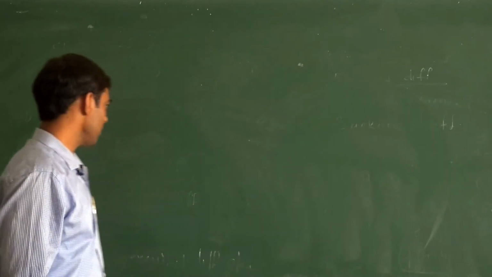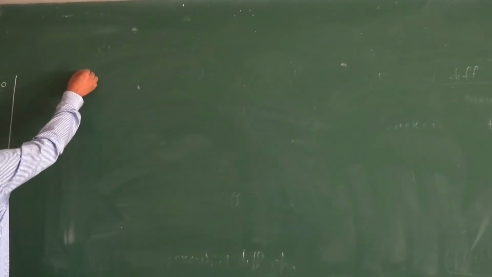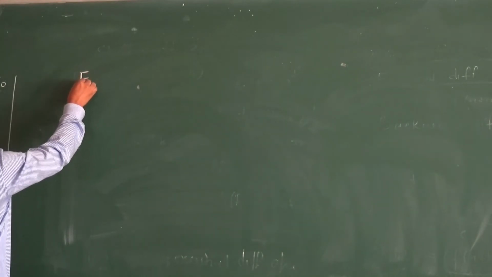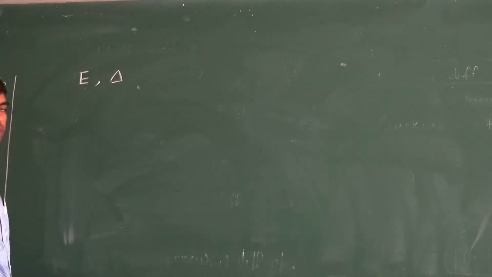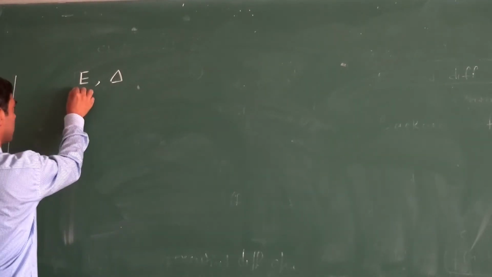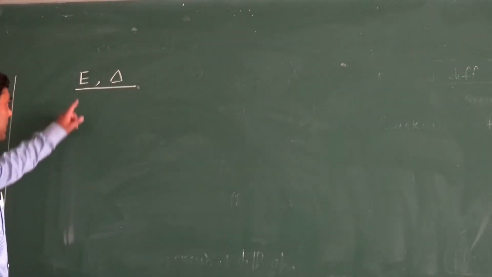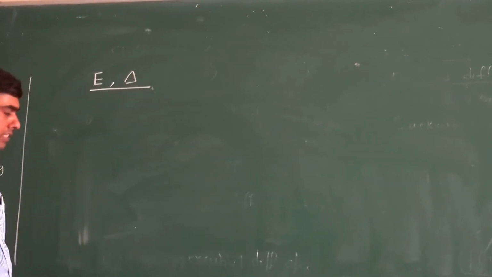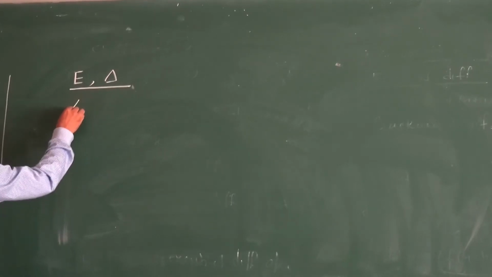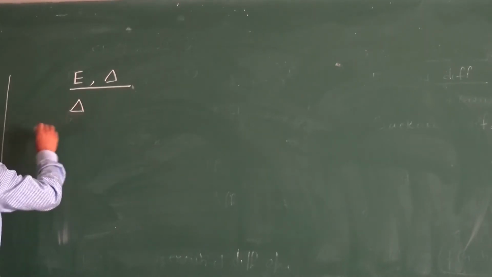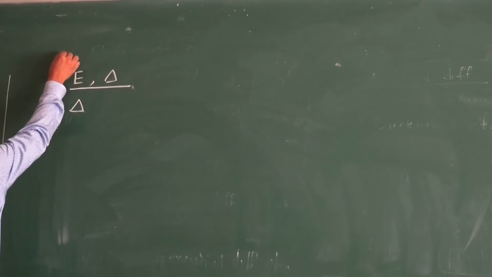So what will happen here? Here we find the relation between E and delta, that is, between the shift operator and the forward difference operator. So what is the definition of the forward difference operator? The relation means the relation between E and delta.